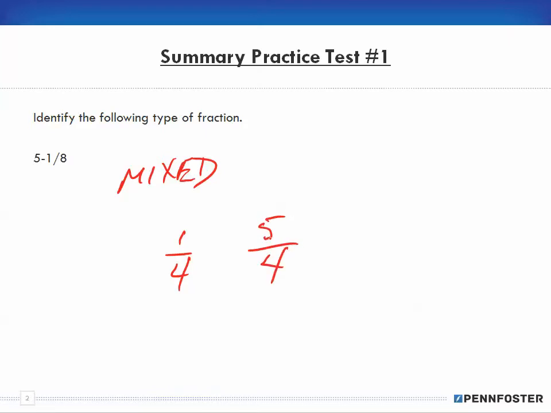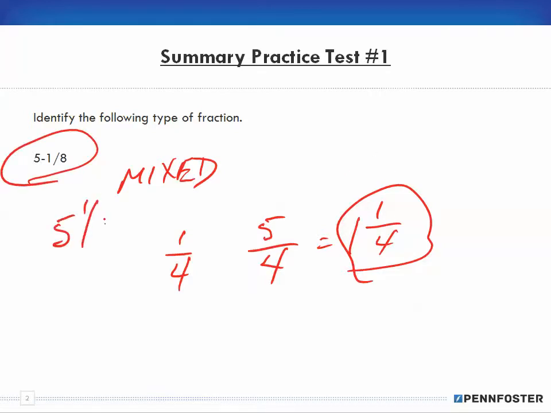The reason why that's improper is because when you're talking about fractions, you're talking about part of a whole. And since your numerator is greater than your denominator, that means you have a whole number. When you divide 4 into 5, you get 1, and the remainder is 1 over 4. So you convert that back into a mixed fraction, which is like 5 1/8, because you have a whole number and then a proper fraction. This is a proper fraction, and this is an improper fraction.